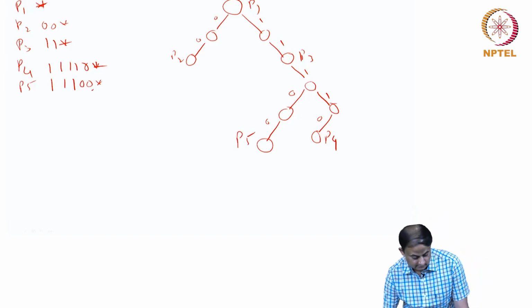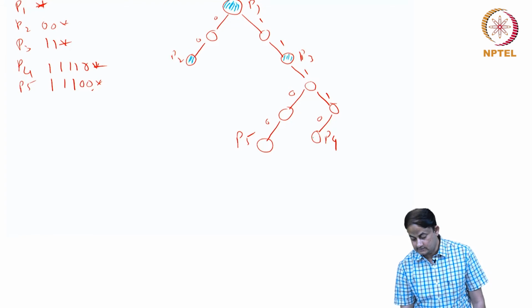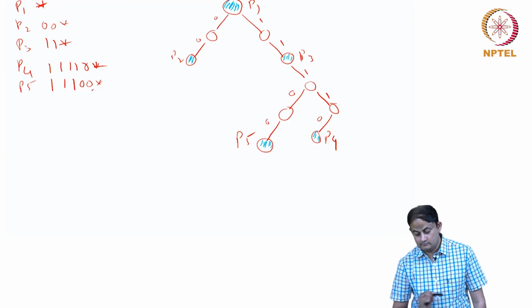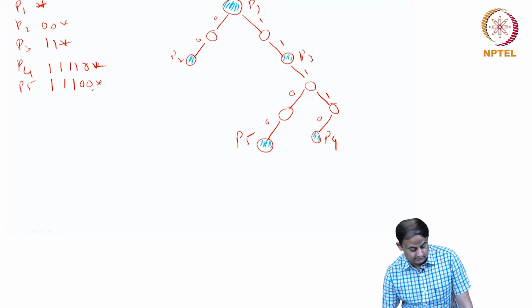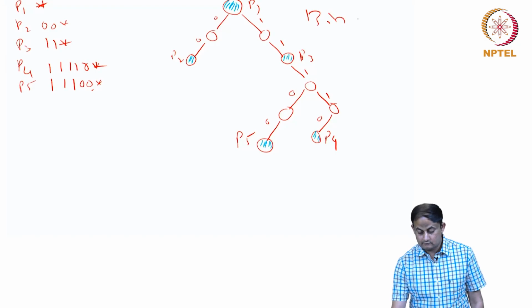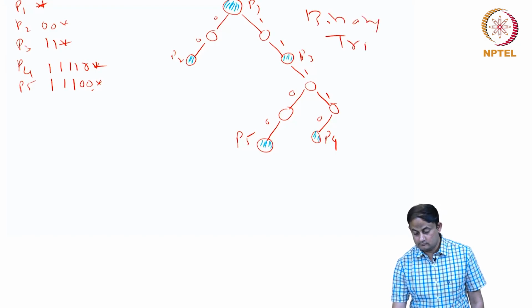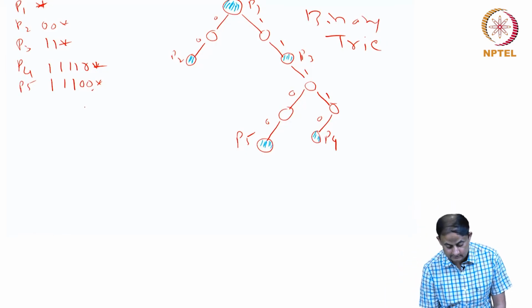So, let me change the color of this one, to highlight the prefixes. This is the prefix P1, prefix P2, prefix P3, prefix P4, and prefix P5. That's it. So, this is the binary trie, and the path compressed trie for this set of prefixes looks something like this.